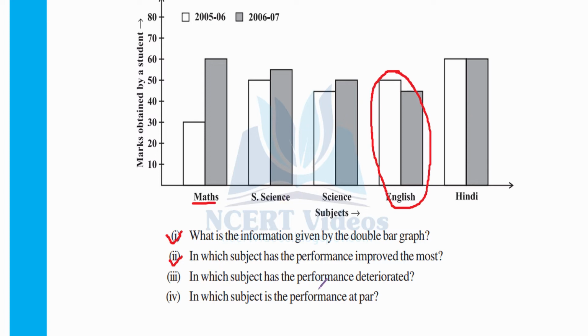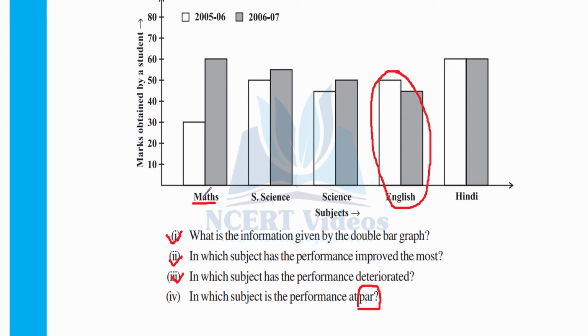Now, in which subject has the performance deteriorated? Well, we have just discussed it is English, and we have told the reason why. That is the answer for third part. In which subject is the performance at par? By par we mean that his performance is at the top notch. So it is Hindi clearly, because if we add both these marks of 2 years, then we see in Hindi he got 60 in 2005 as well as 60 in 2006. So 120 marks overall in Hindi, therefore this subject performance is at par.